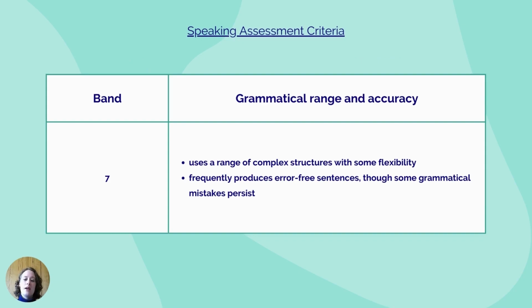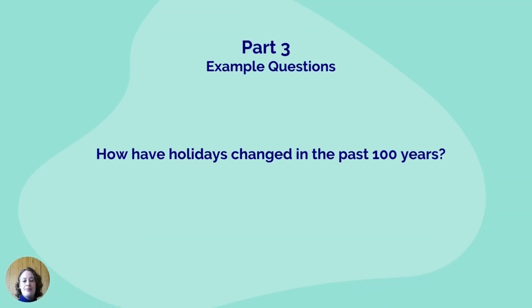Here you can see the marking criteria for a Band 7 answer. As you can see, you can make some grammatical mistakes, but you must frequently produce error-free sentences and use a range of complex structures. When you're finished practicing at home, remember to check your answers against the marking criteria and think about what you could do to improve your answer next time.